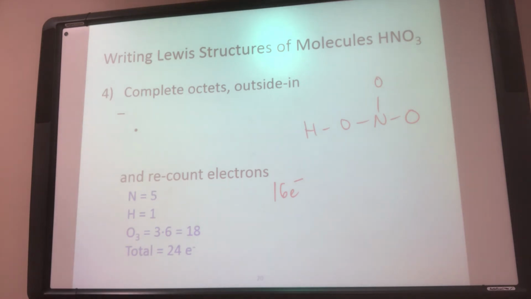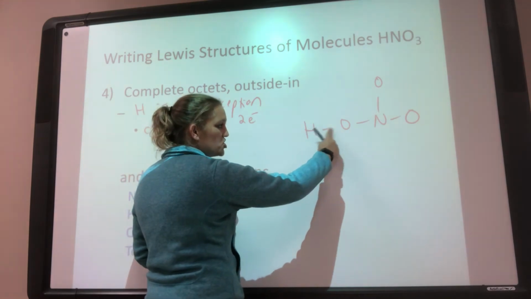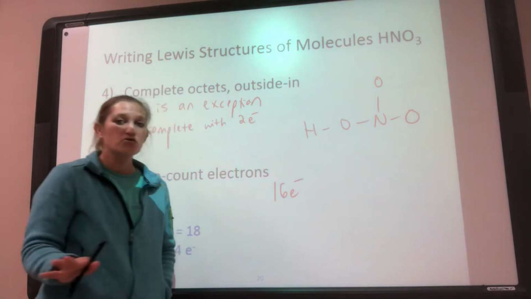So when we look at hydrogen, remember hydrogen is an exception, and he is complete with 2 electrons. So remember, he's happy with 2. When I look at this, he's got 2 electrons. He's got 2 he's sharing, so he's happy because he has 2. So we don't do anything.